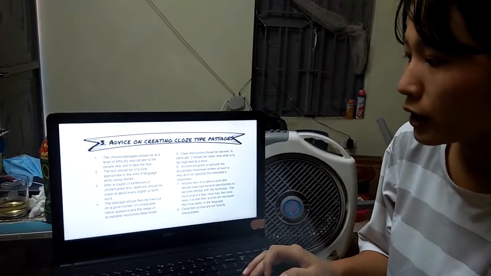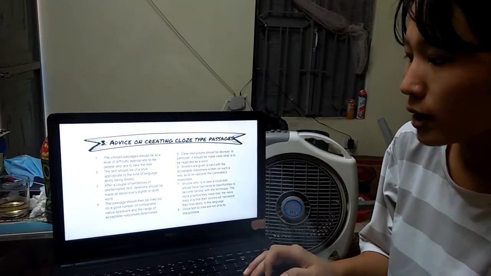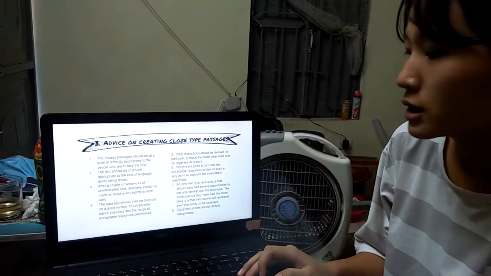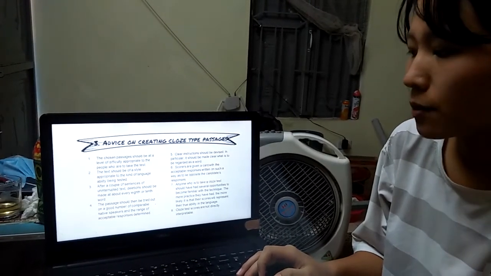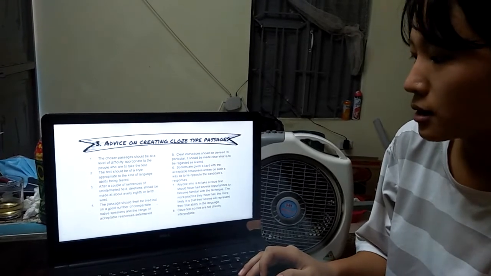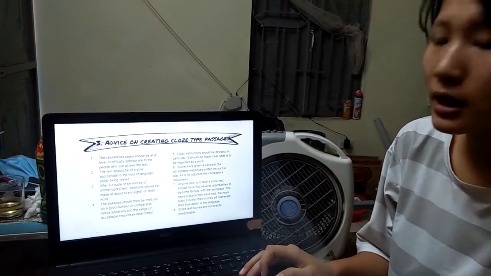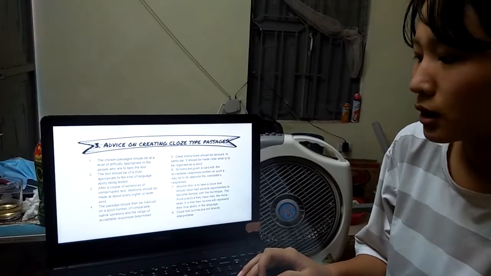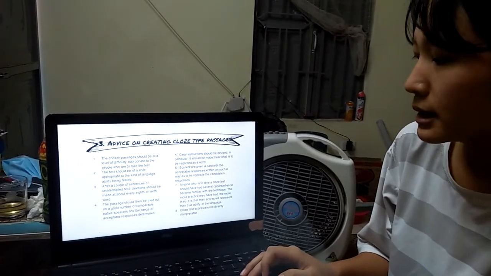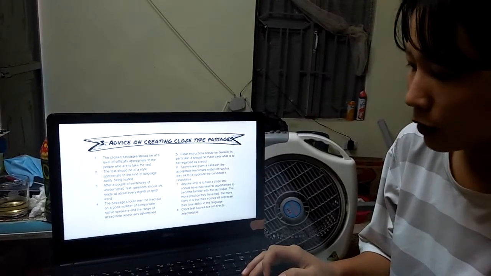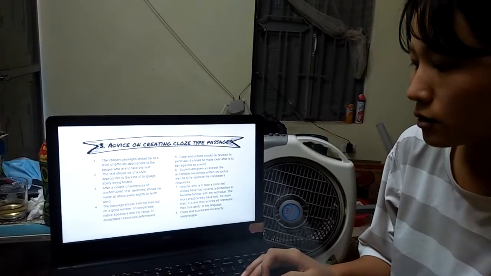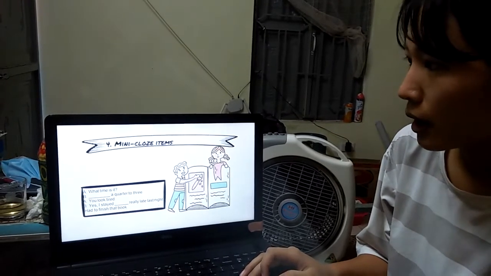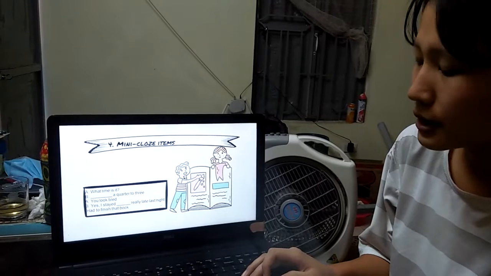Anyone who is to take a cloze test should have had several opportunities to become familiar with the technique. The more practice they have had, the more likely it is that their score will represent their true ability in the language. And finally, cloze tests are not directly interpretable. And now, mini cloze items.